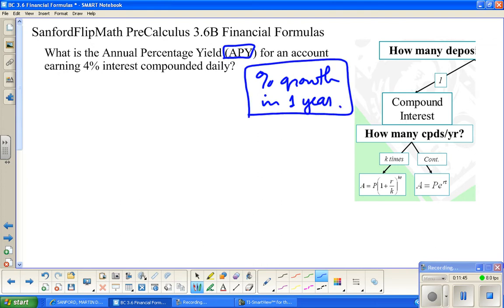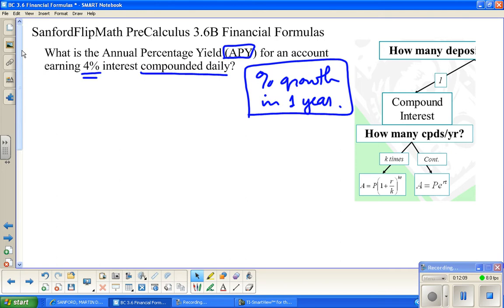Now, this says compounded daily. What that means is I'm really going to earn more than 4% in a year. If I was compounded just annually, the percent growth in a year would be 4%. It'd be the same. If I can only compound once a year, then the annual percentage yield is whatever that percent is. If I'm compounding more often than that, I really make a little bit more than 4%.